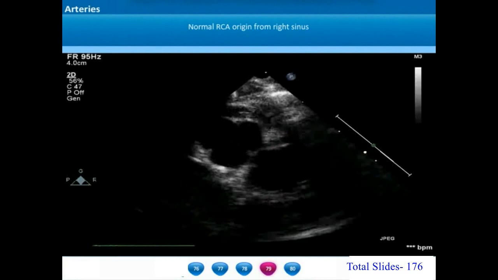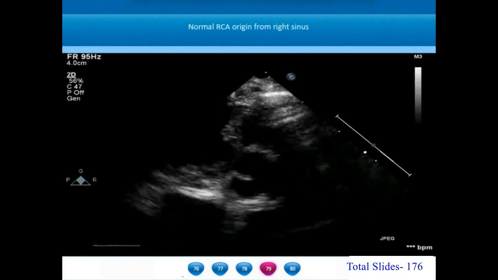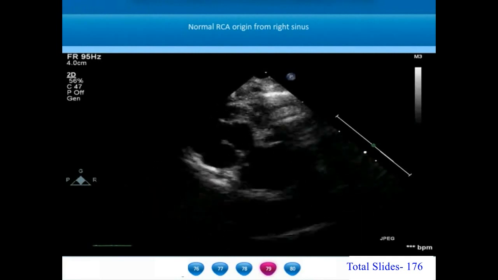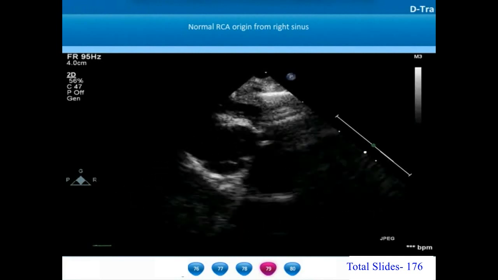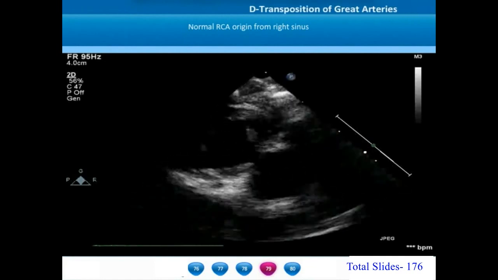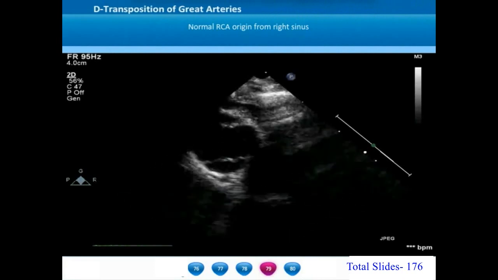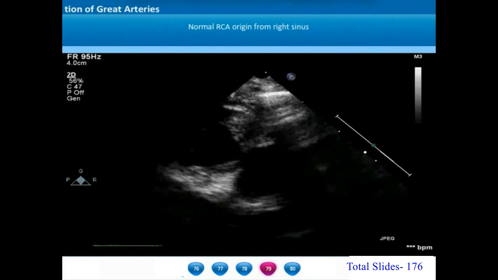One of the sinuses is left and anterior, and that is called sinus 1. The other sinus is right and posterior, and that is called sinus 2. We can identify the right coronary artery originating from sinus 2. This is the normal right coronary artery origin in most of the patients with TGA.